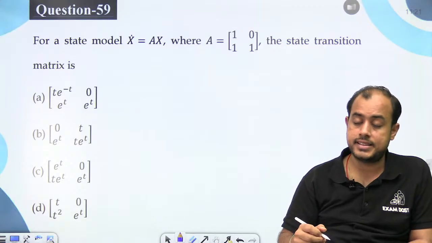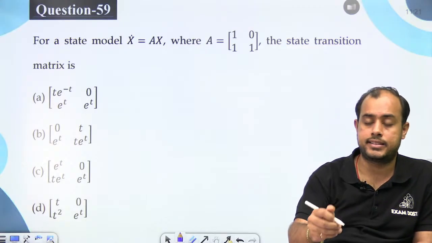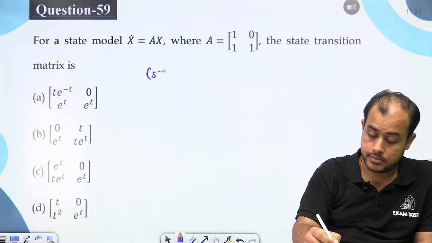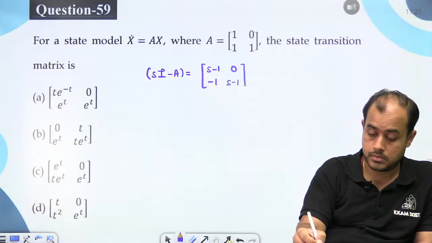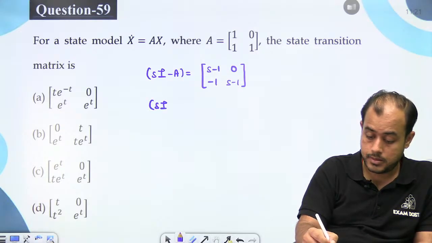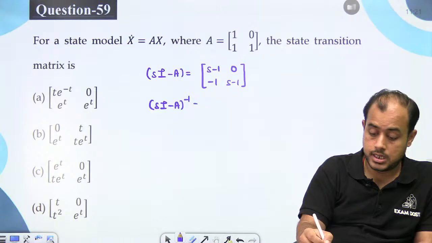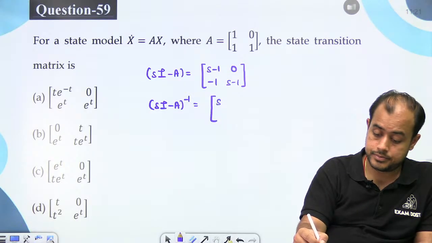ESE 2018 state transition matrix. Now take the inverse.